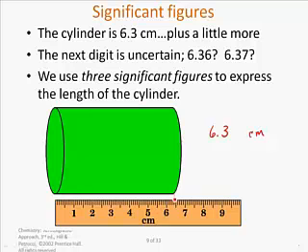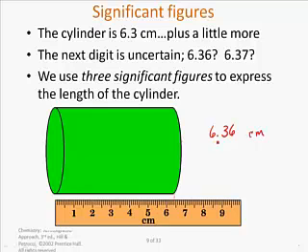And so if I were looking at this, I might say, well, it looks to me like it goes farther than halfway. And so maybe I might say, well, it's just a little bit more than halfway, so 6.36 centimeters. But then you might look at it and say, well, no, I think it's a little bit farther, and so I'm going to say 6.37. Okay, so both of them are correct recordings of the length of this cylinder.